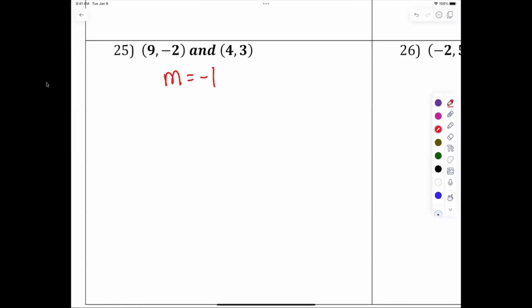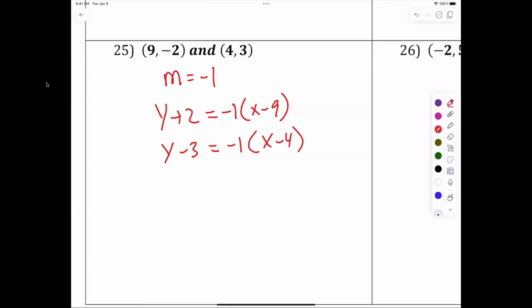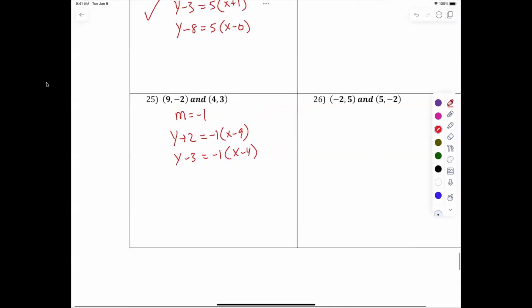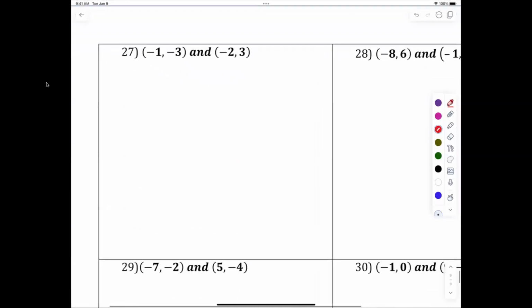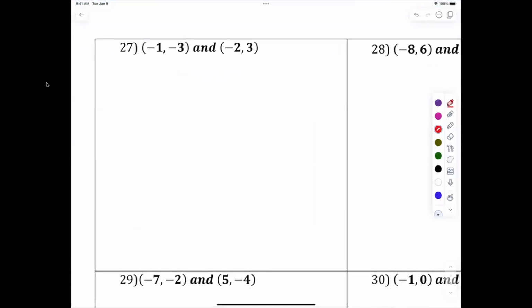Go, Peter. Y plus 2 equals -1 parentheses x minus 1. Thank you. That's easy. Or you could have written y minus 3 equals -1 times x minus 4. Perfect. Anybody have any questions with that? All right, let's knock out 27. Let's see how good I am. 27. Calculate the slope for me real quick. I'll let you go. Give me 30 more seconds while everybody's calculating.